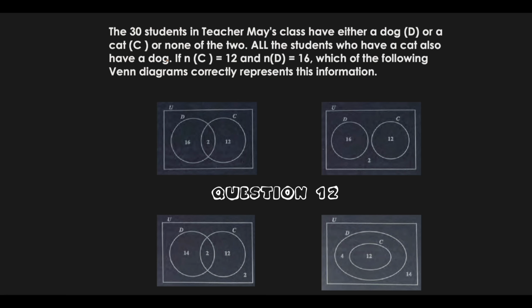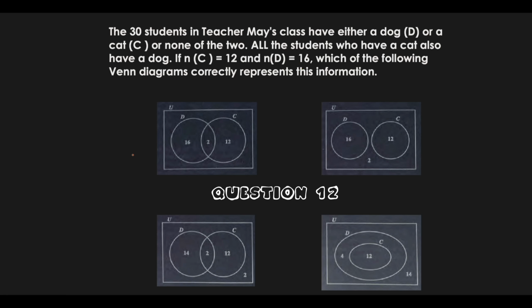So it says the 30 students in teacher May's class have either a dog or a cat or none of the two. All the students who have a cat also have a dog. If n represents the number of cats, which is 12, and the number of students that have dogs, which is 16, which of the following Venn diagrams correctly represents this information?